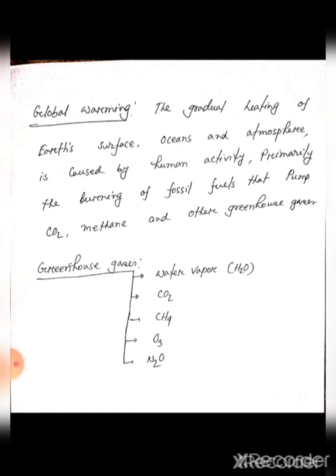There are some greenhouse gases we can see. They are water vapor, carbon dioxide, methane, ozone. The molecular formula of ozone is O3. So it is not oxygen, it's ozone, O3, and N2O. This is nitrous oxide, and the alternative name of nitrous oxide is laughing gas. So you can say laughing gas is N2O, I mean nitrous oxide. The main cause of global warming is the increase of carbon dioxide.